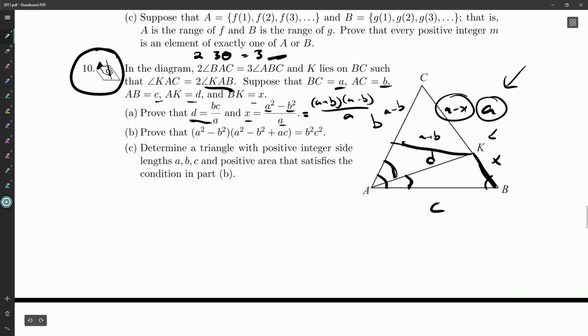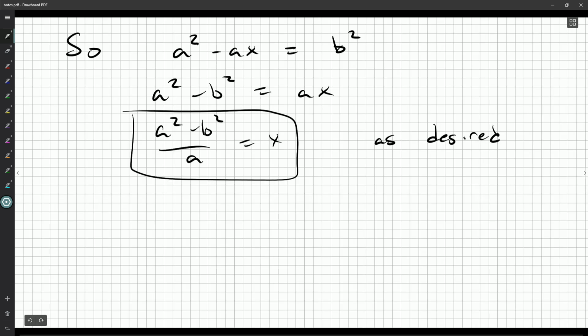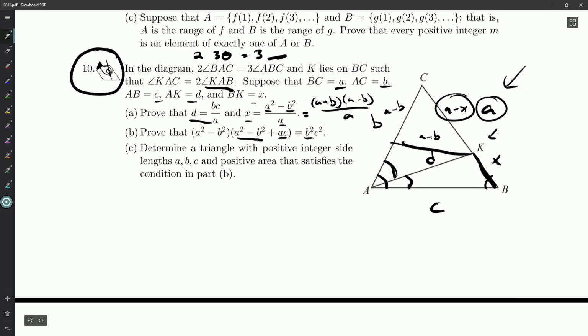Okay, B part. Prove a squared minus b squared times a squared minus b squared is equal to a, or plus ac is the same as b squared c squared. Okay. Well, I have an expression here for a squared plus a squared minus b squared. I can replace it with ax. So notice I see a squared minus b squared, and then we do a squared minus b squared again, and then I think it's plus ac. It's plus ac, right? Yeah, plus ac.